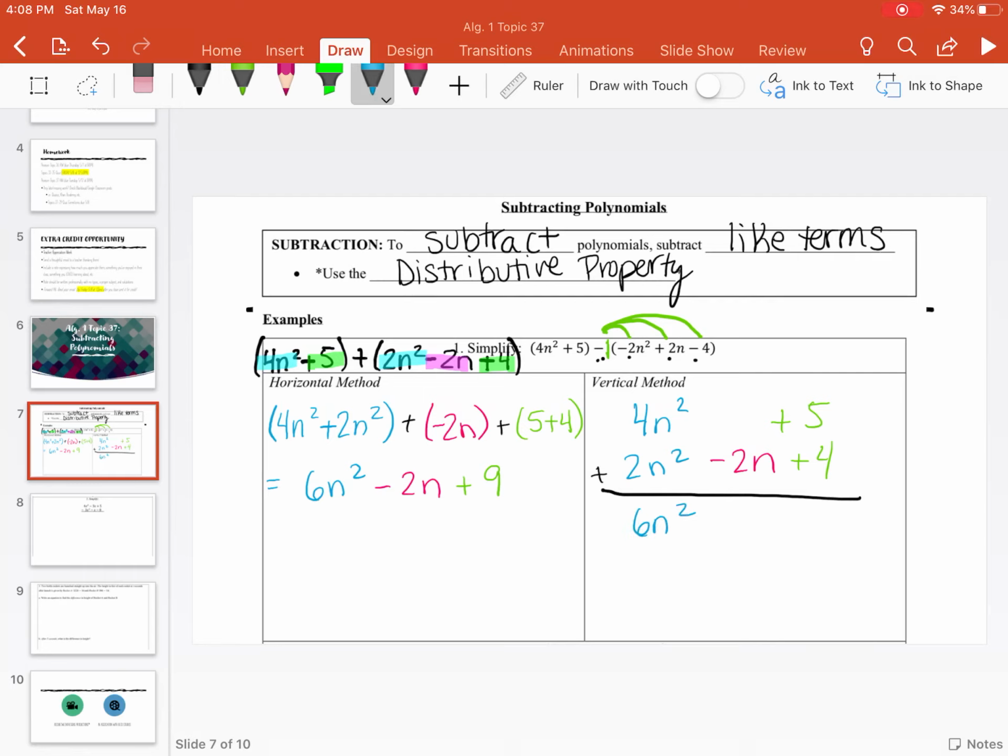Now wherever we see a blank space, I really want to sing Blank Space by Taylor Swift right now.